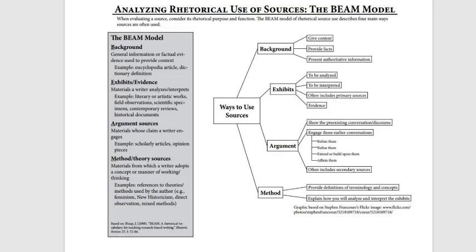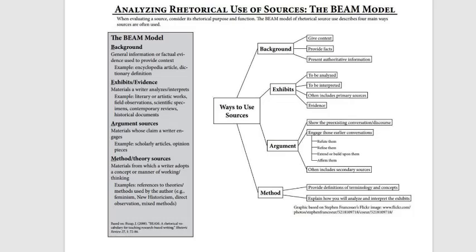So first, this is called the B model, which stands for background, exhibits, argument, and method. In some sense, we want to look at, again, the rhetorical situation. If you are unfamiliar about what I mean by the rhetorical situation, be sure to watch the video from earlier on in the semester that gives a breakdown about what that entails.